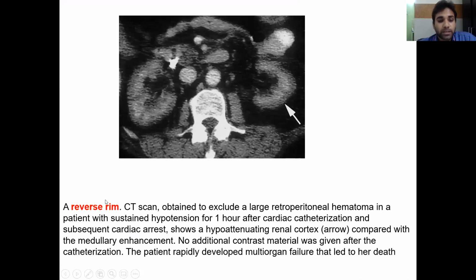And this one is a case of a reverse rim sign. Here, the CT scan obtained to exclude a large retroperitoneal hematoma in a patient with sustained hypotension for 1 hour after cardiac catheterization and subsequent cardiac arrest shows a hypoattenuating renal cortex (arrow), you can see, compared with the medullary enhancement. No additional contrast material was given after the catheterization. The patient rapidly developed multi-organ failure that led to her death.